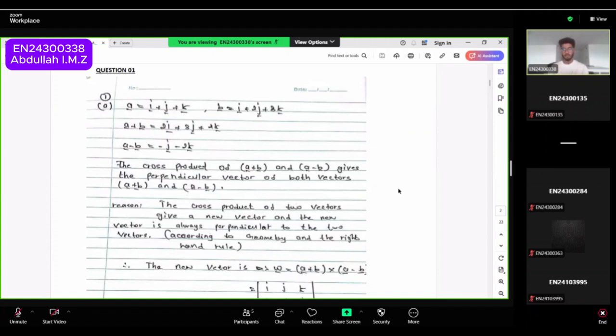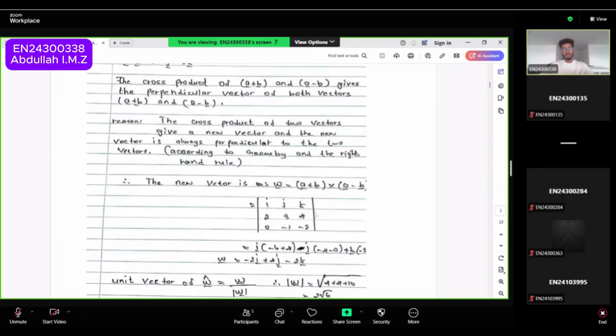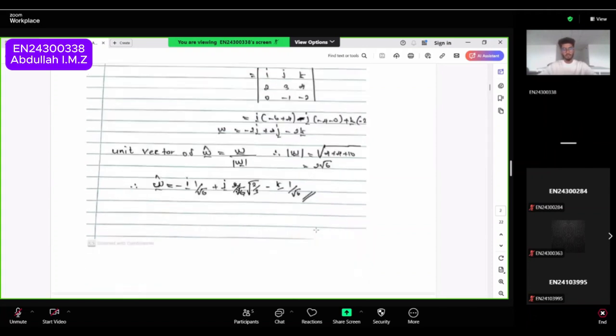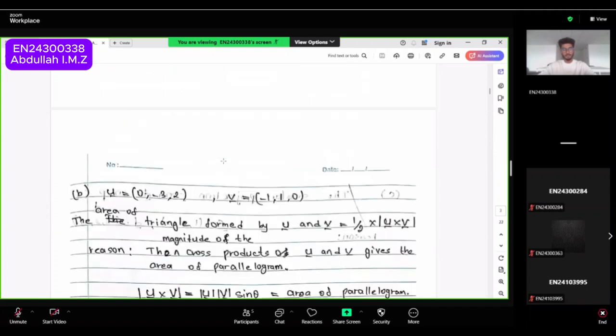In the first question, we have to find the unit vector that is perpendicular to both vectors a plus b and a minus b. The cross product of a plus b and a minus b gives the vector perpendicular to both vectors. The new vector w is equal to minus 2i plus 4j minus 2k. And we have to get the unit vector. For that, we have to divide by the magnitude of the new vector w. And the answer is here.